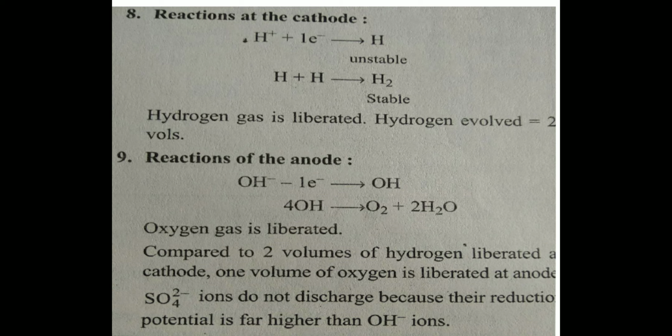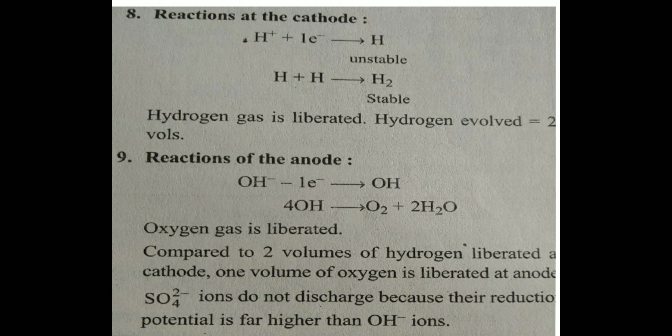Reaction at the cathode: hydrogen ions gain an electron and form a hydrogen atom, which is unstable. Two hydrogen atoms combine to form a stable hydrogen molecule. Here also please note that a hydrogen molecule is a diatomic molecule. It means one molecule contains two atoms in it. Hydrogen gas is liberated; hydrogen evolved is equal to 2 volumes.